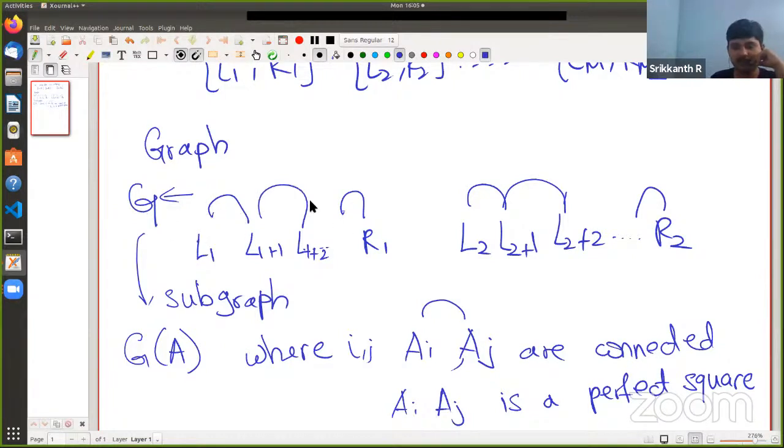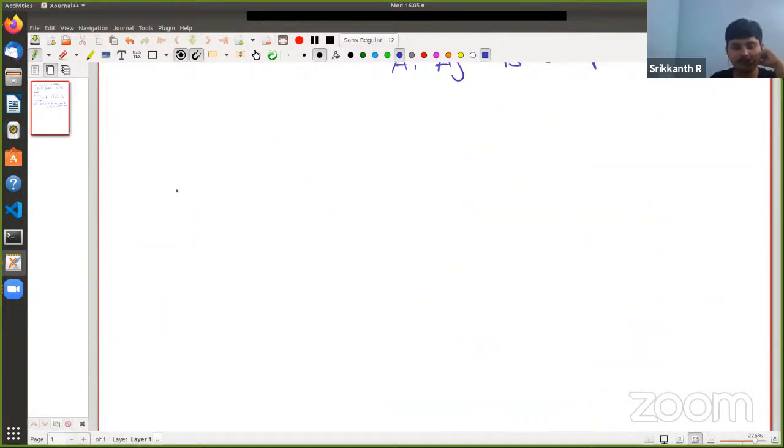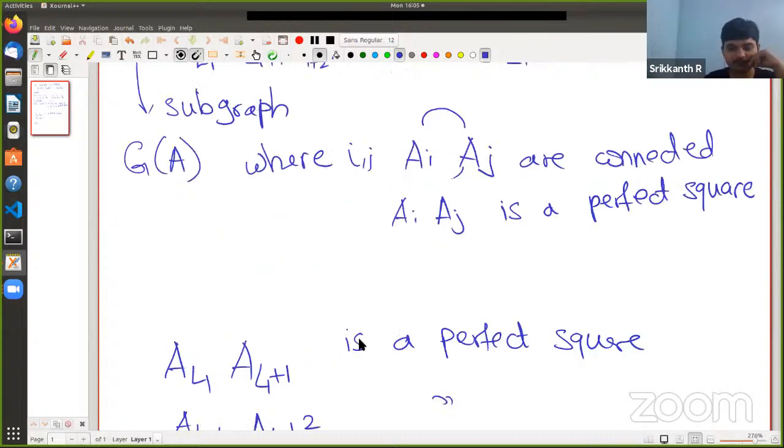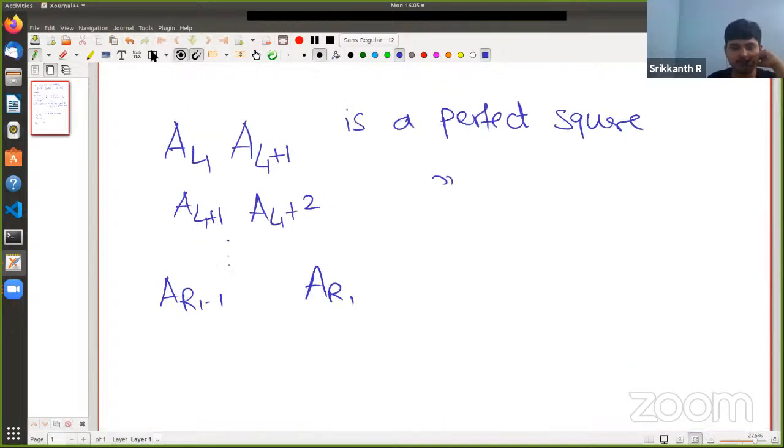So if all these edges are present in G of A, that means that A L1 into A L1 plus 1 is a perfect square. And similarly, A L1 plus 1 into A L1 plus 2 is also a perfect square, and so on to A R1 minus 1 to A R1. All these products should be perfect squares for every interval.